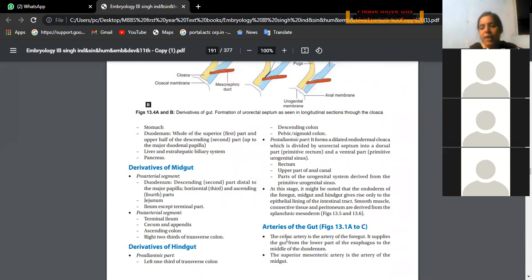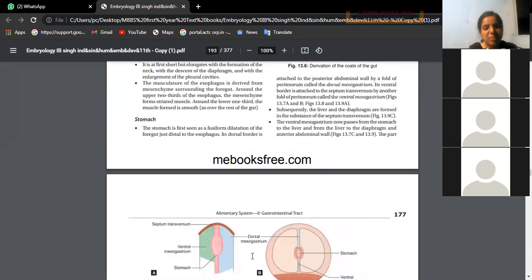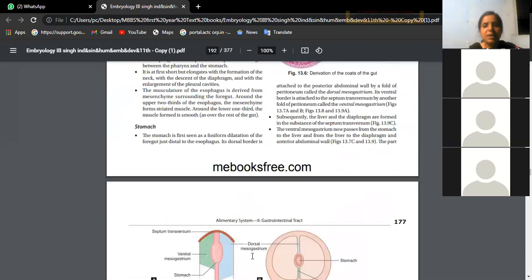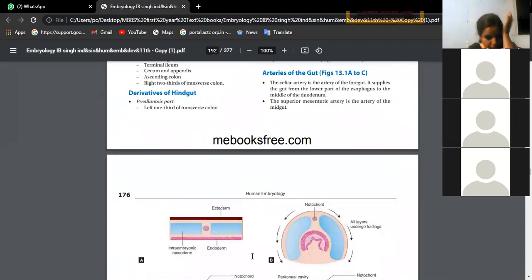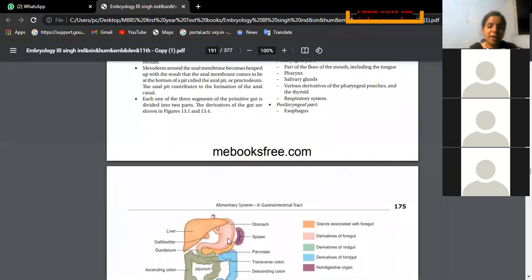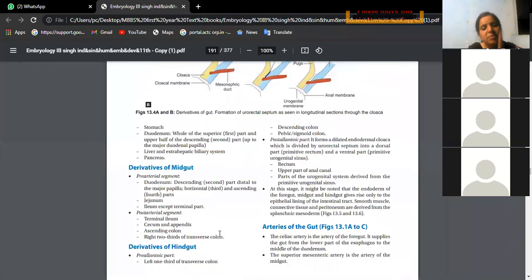So that means the foregut artery is the celiac trunk. Can anybody tell me the names of the midgut and hindgut arteries? Okay, foregut artery, Rohita says it is celiac trunk. Midgut artery is superior mesenteric artery. Hindgut artery is inferior mesenteric artery. So we have three blood vessels: celiac trunk, superior mesenteric artery and inferior mesenteric artery.